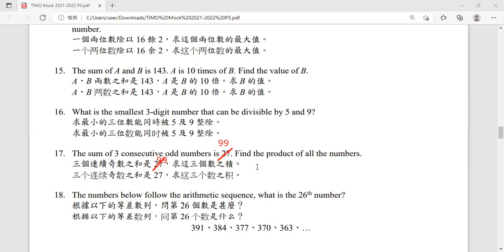Okay, you got the answer. Yes, this three. Because 99 divided by 3 is 33, then you got the three numbers: 31, 33, and 35. 31 times 33 times 35 is 35,805. Good. Okay, next one.